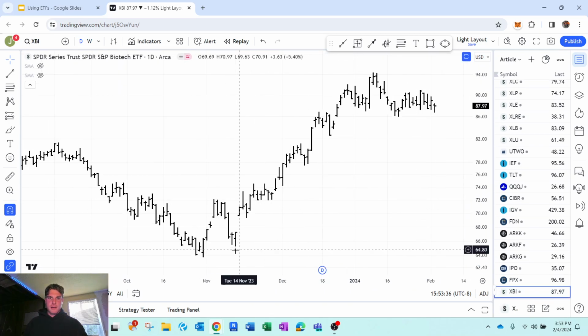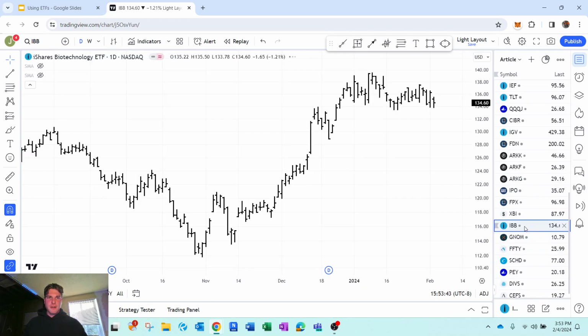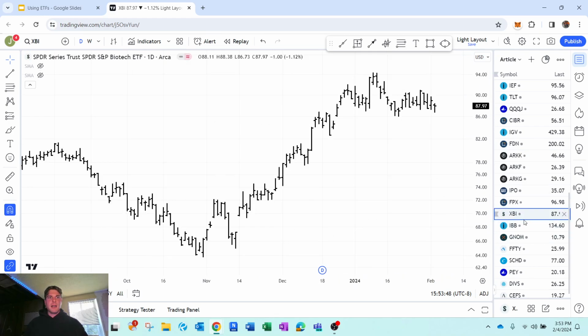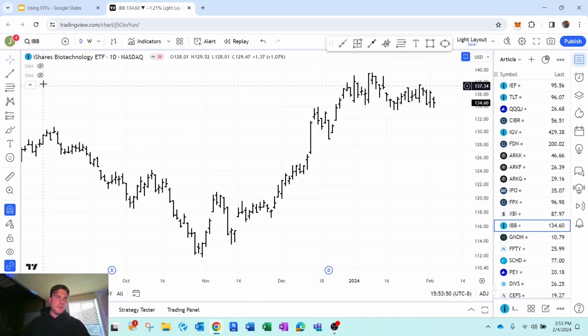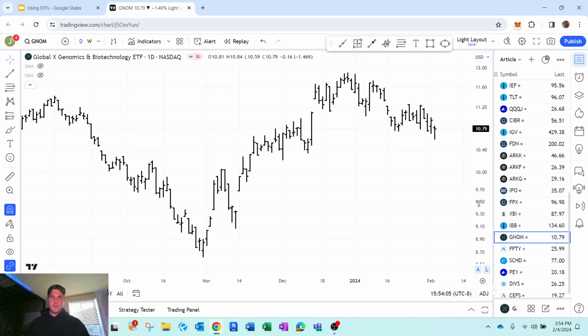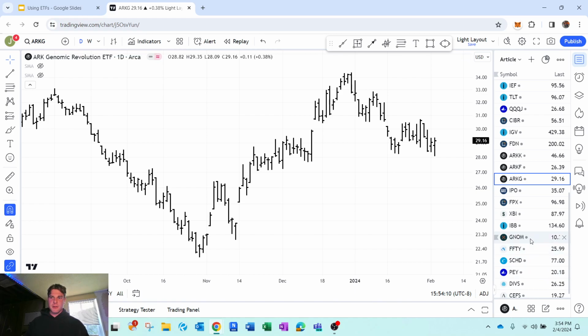XBI, biotechs were looking pretty hot, but now they're not looking as great. And then IBB, another biotech, again, mostly just been trading sideways. And even though the XBI is a biotech ETF and the IBB is a biotech ETF, they have different weightings within them. So it's important to look at those weightings and see, is it weighting higher on a worse performing stock, and is that why the ETF is lagging behind another one? And then Genome, this one's been even lower. This one's a lot more like ARKG, and you can see how similar those charts are.